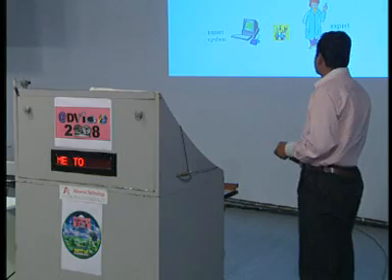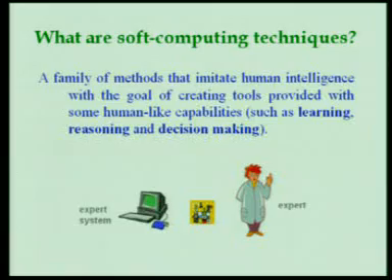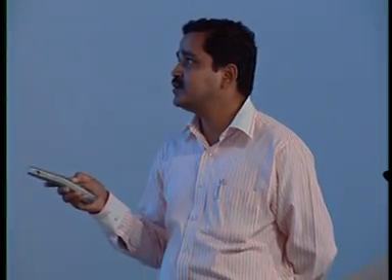Let me first touch on what a soft computing technique is. It is not a single method; it consists of a number of methods that imitate human intelligence with the goal of creating tools provided with some human-like capabilities. That means when you are making soft computing tools, they have a capability which human beings have, such as learning, reasoning, and decision making. And Professor Zadeh has given a specific definition for soft computing technique. I'm not going into that.